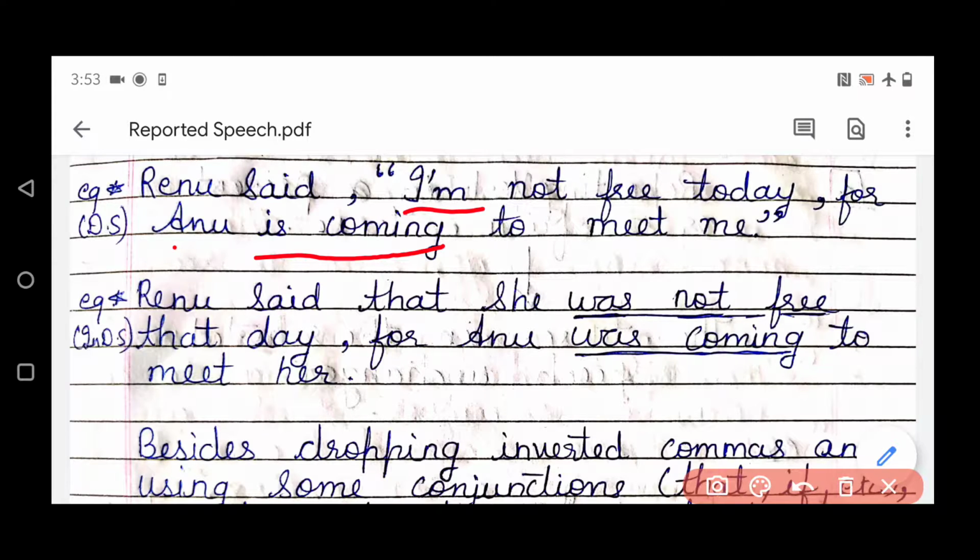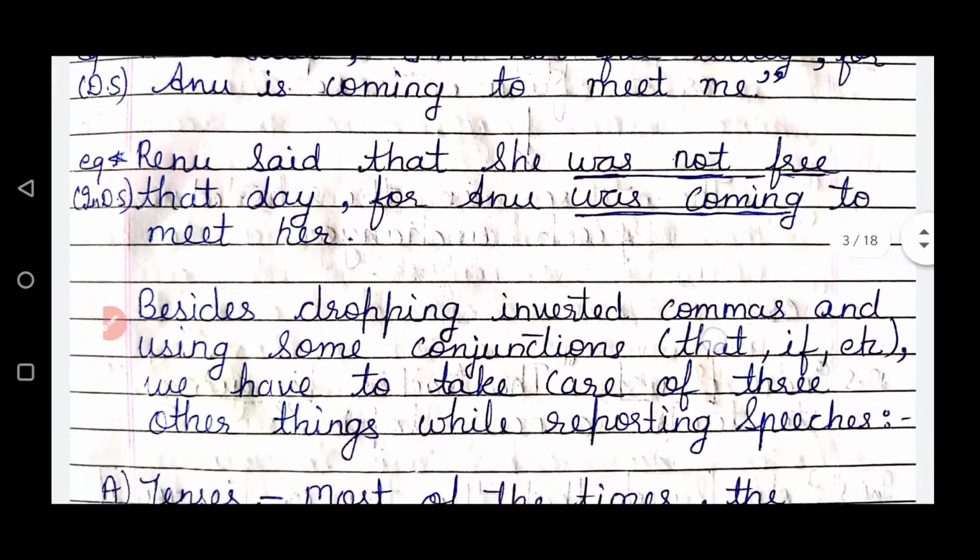Renu said that. So instead of the comma and open inverted comma, we write that. And instead of I, we have written she. She was not free. So instead of I am, we have written was not free. For today, we have written that day. For Anu is coming, again is coming has changed to was coming to meet her. So these are certain changes which we do normally. We shall learn about all these changes, how they are made and when they are made.